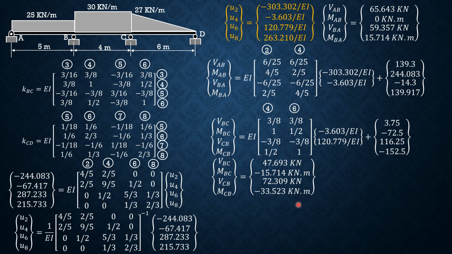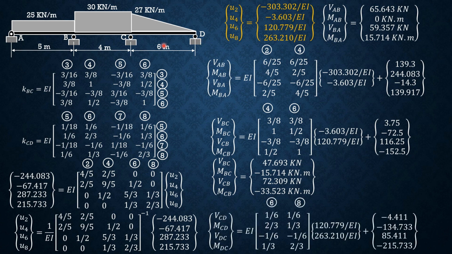Then finally for shear CD, moment CD, shear DC, and moment DC, we expect moment DC to be 0 because the moment at D is really 0. So we are only interested in elements in columns 6 and 8, because these correspond to U6 and U8, and these are the fixed forces. So we have these results.